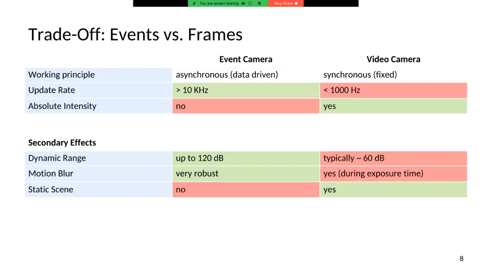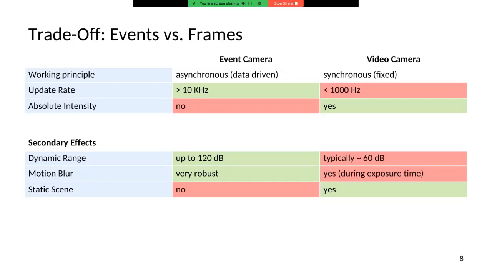So there are also secondary effects, which I personally consider secondary. They're not the primary effects, but they're also very interesting. For example, an event camera has a very, very high dynamic range, up to 120 decibel, while video camera global shutters typically have around 60 to 70 decibel. To be fair, there are now also automotive cameras, rolling shutter cameras, which are also in the range of 120 decibels.